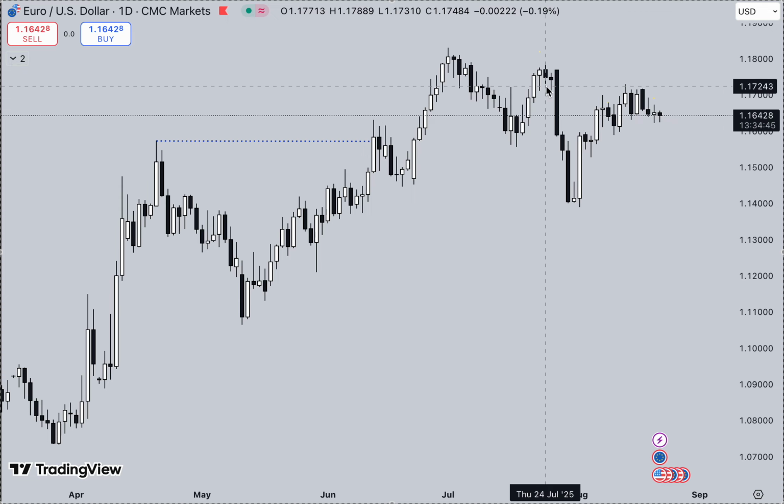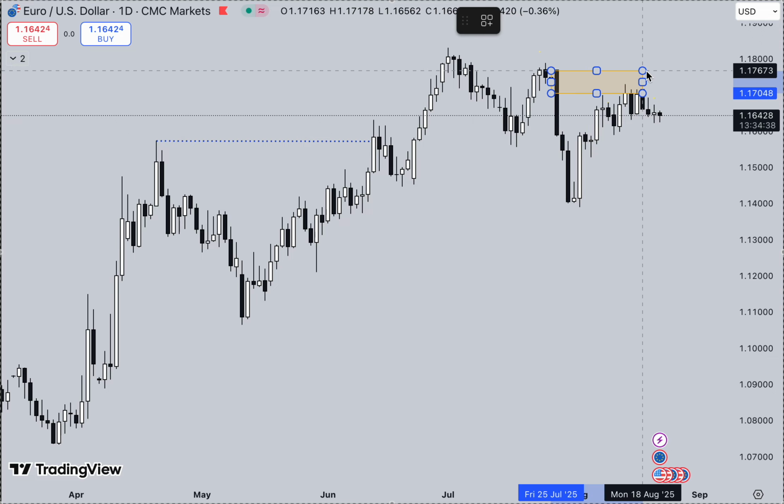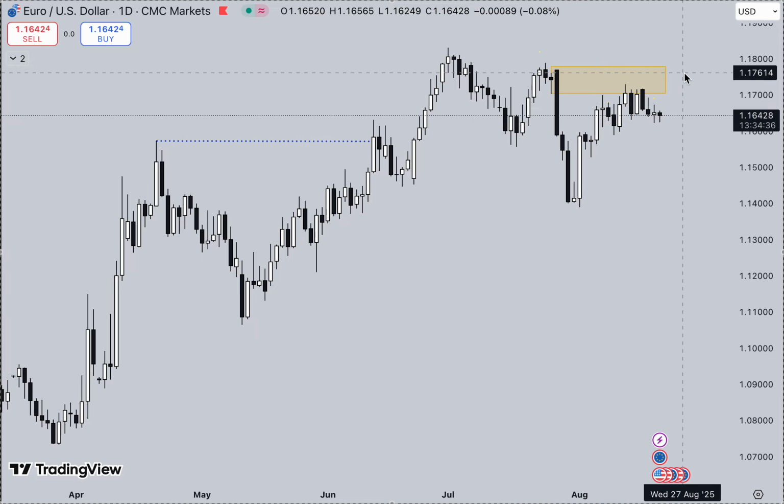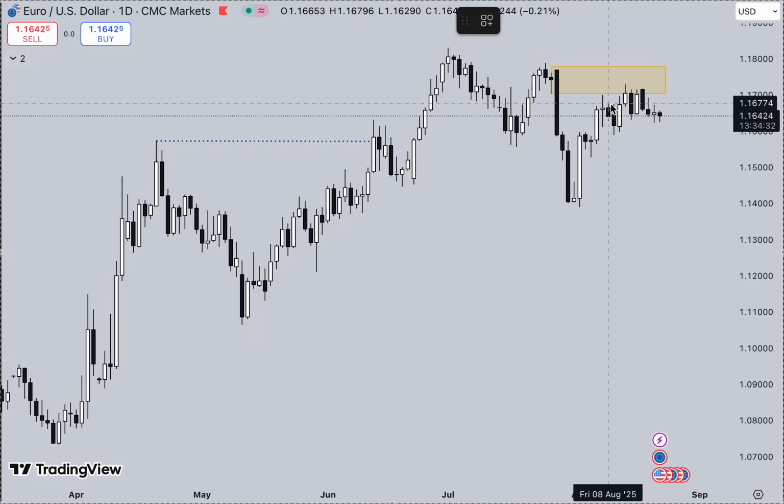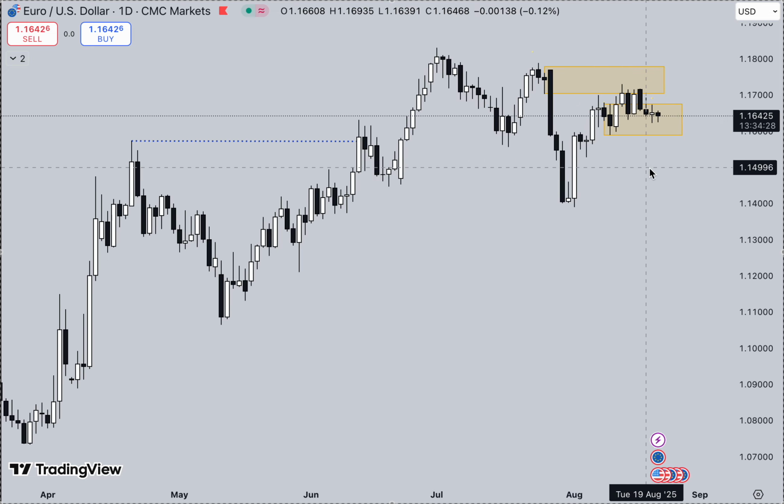But the thing with the Euro is that here we have our area of supply. So now we're just fighting between this supply and this demand, hence us staying out of EUR/USD positions for now until it picks a clear direction. So that's what I have for EUR/USD.